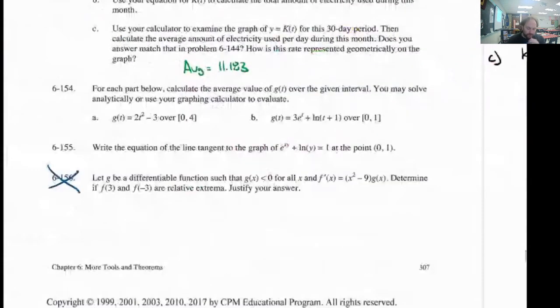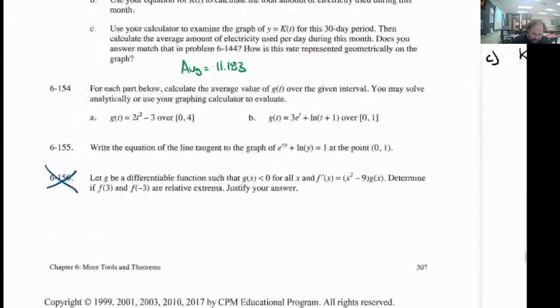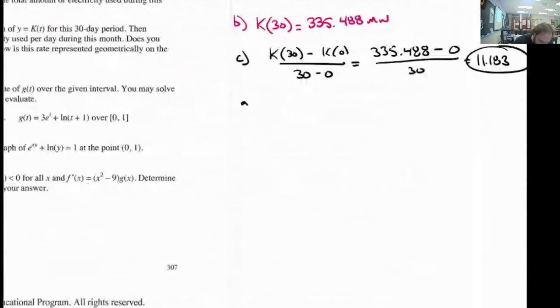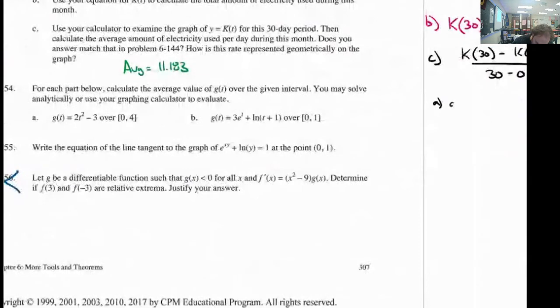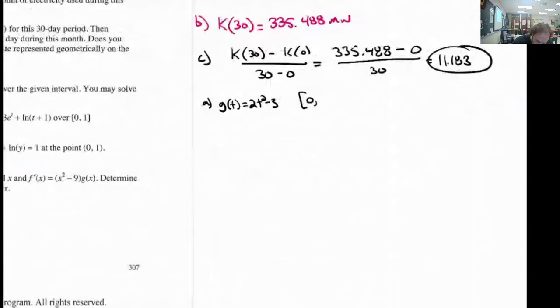5154. We're going to calculate the average value over a given interval, and you may solve analytically or use a graphing calculator to solve. 154 is not too tough to do. It's relatively simple. We could probably do it right here, but I am going to go over here. We are finding the average value of g of t, which equals 2t squared minus 3, on the interval from 0 to 4.